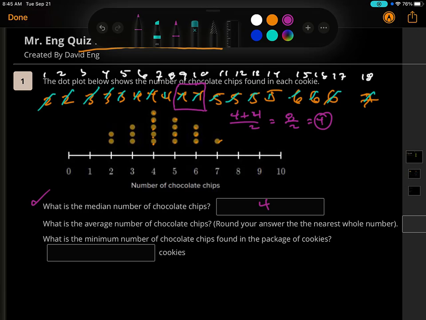What is the average number of chocolate chips? So I would need to add all these numbers. The average is the summation of all your numbers divided by the number in the list. So there are 18 numbers. I'm just going to do this in my head. 4, 10, 17, 21, 25, 29, 33, 43, 53, 59, 65, 71, 78.